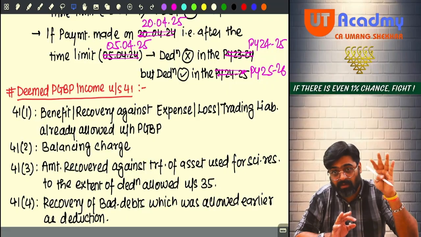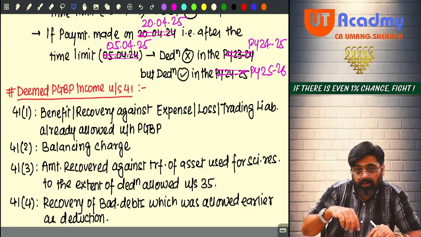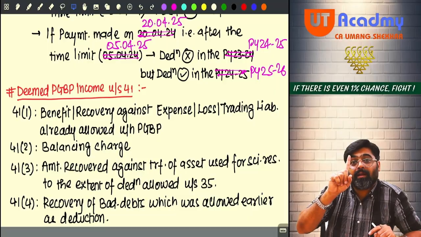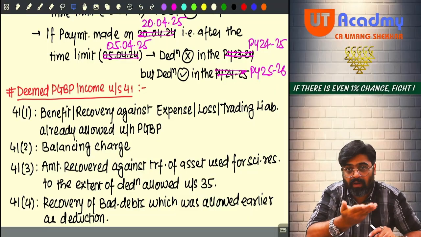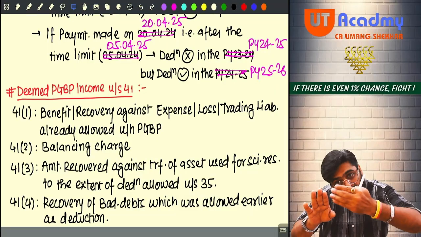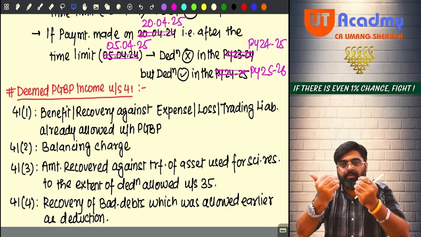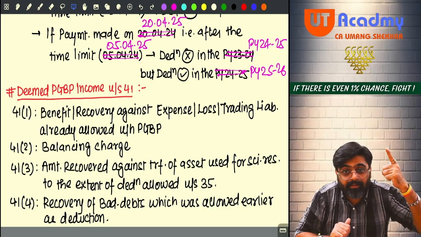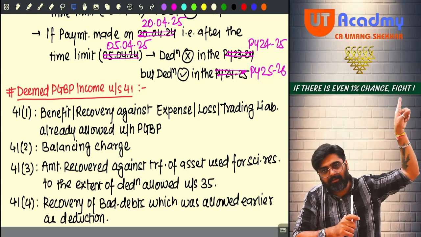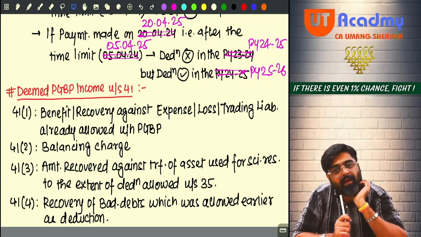Oh, 5 lakh allowed under PGBP. You are recovering 6 lakh 50. To the extent of 5 lakh, whatever amount we have allowed under PGBP, to that extent the recovery is deemed PGBP. Any excess is capital gains. Do you remember?